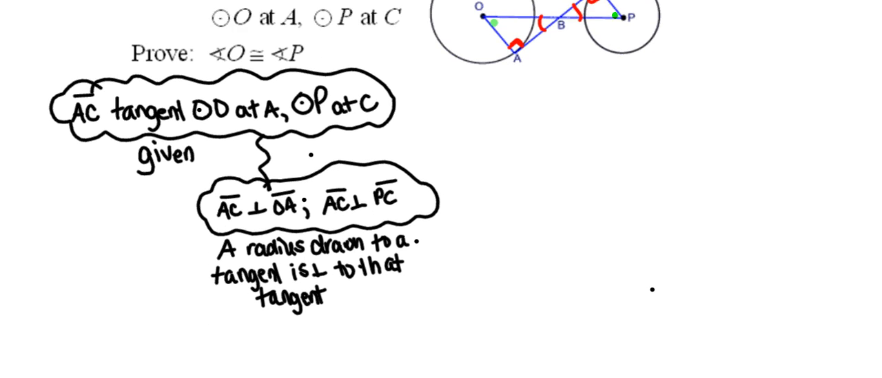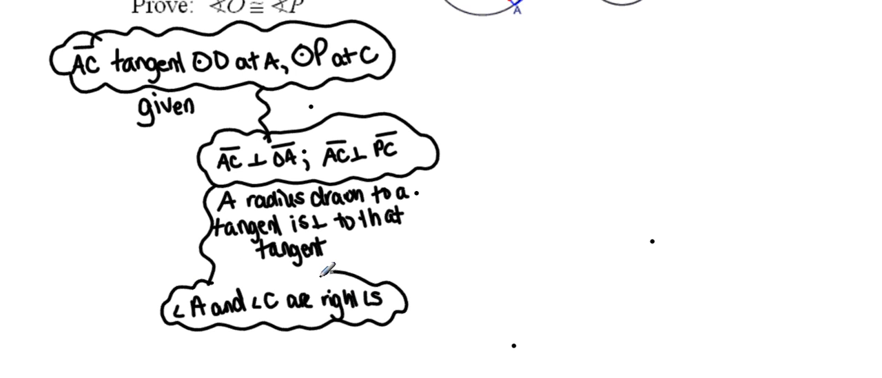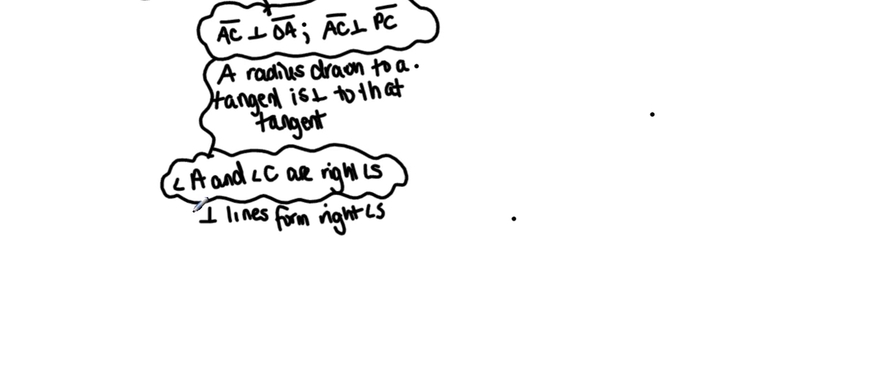And then because I know that perpendicular lines make right angles, it tells me that angles A and C are both right angles. And since right angles are always congruent, from there I can say that angle A is congruent to angle C.